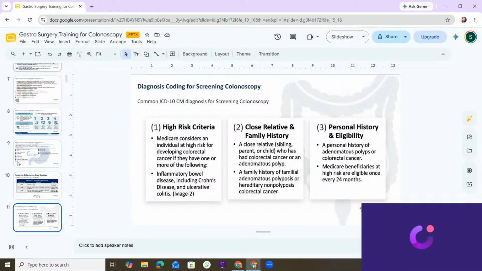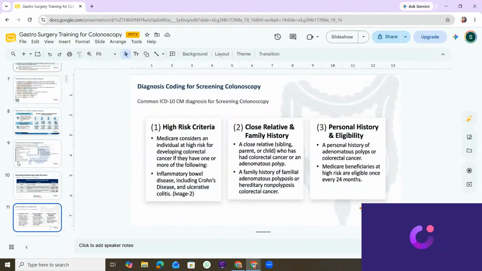Diagnostic coding for the colonoscopy. Diagnostic coding for the screening colonoscopy. Common ICD-10 diagnoses for the screening. High risk criteria: you will see the high risk criteria, close relative family history, personal history. So these kinds of points you need to code.